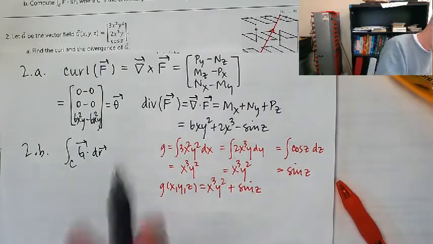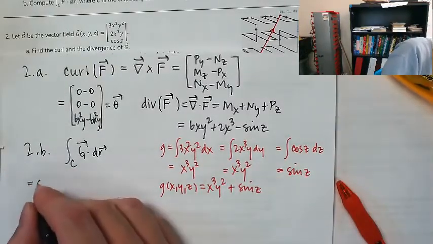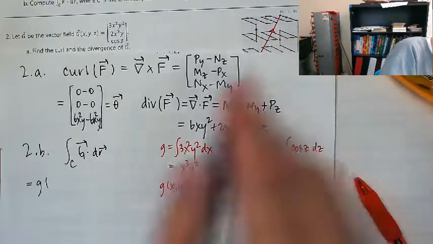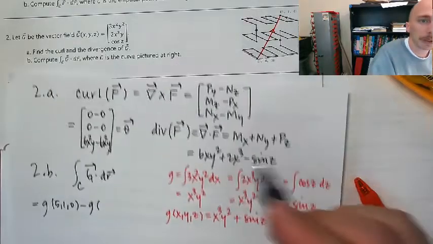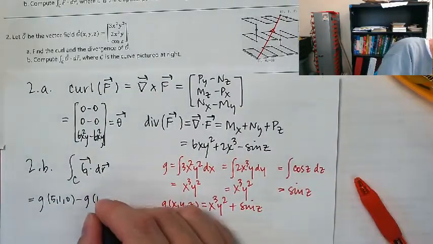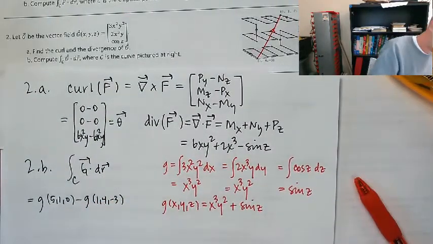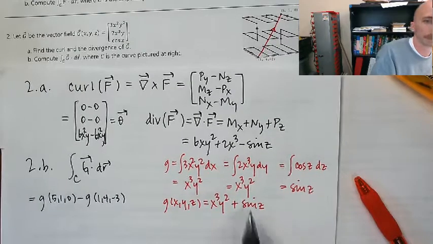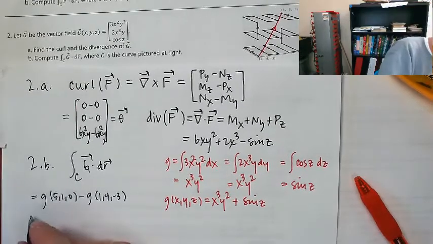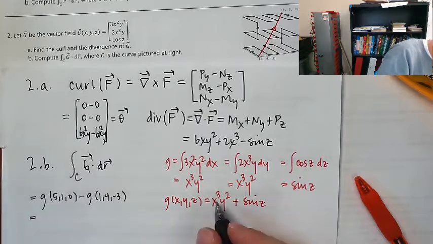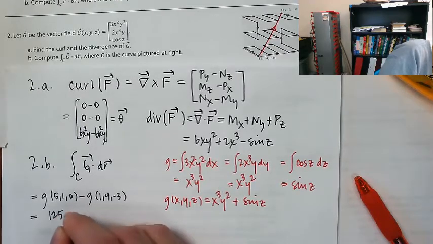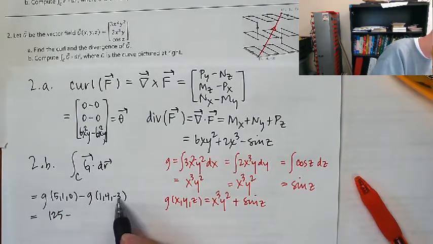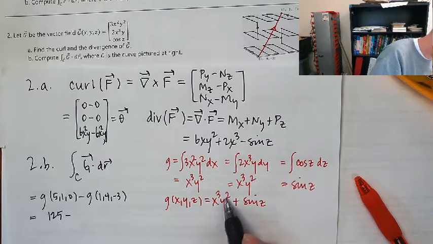Okay, so I'm going to say that this is going to be equal to g at the end point, which is (5, 1, 0), so g of (5, 1, 0), minus g evaluated at the starting point, which looks like (1, 4, -3). Okay, and then we're just going to plug these things in. Who knows what sine of negative 3 is, but we'll just probably leave it as is. So g of (5, 1, 0), 5 to the 3 is 125 times 1 is 125 plus the sine of 0, that's going to be 125. g of (1, 4, -3), x^3 is 1, y^2 is 16.